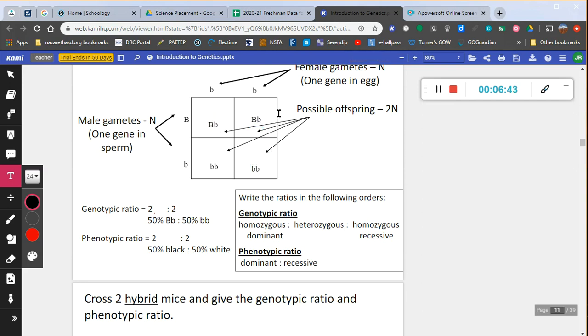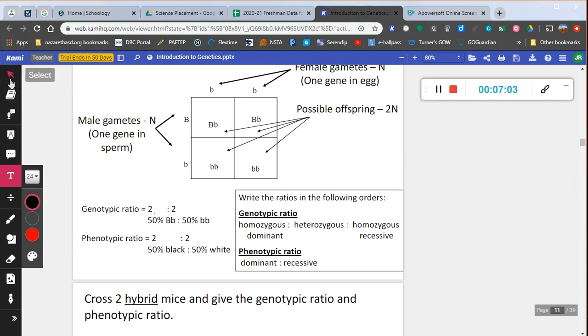We're going to work with the assumption that the entire Punnett square is equivalent to 100%. All four boxes equal 100%. That means each box by itself is 25%. So when I want to write a genotypic ratio, take a look over here on the right-hand side.